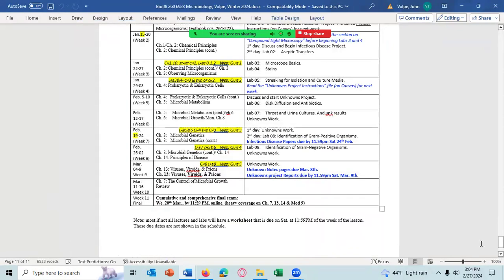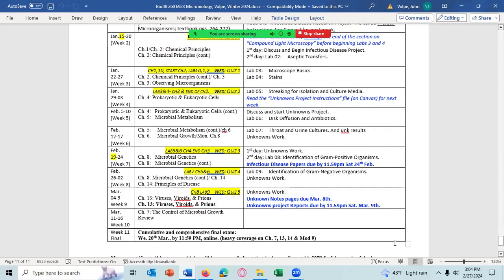All right, today is February 27th, almost the end of February. And we are doing Lab 9 today, identification of gram-negative organisms. This will be our last real lab. All of the future labs will be working on the unknown project, and your unknown project is due March 9th. The unknown notes pages will close on Friday, March 8th.